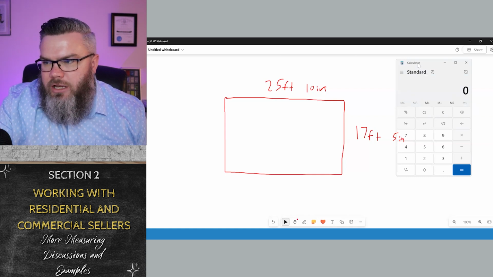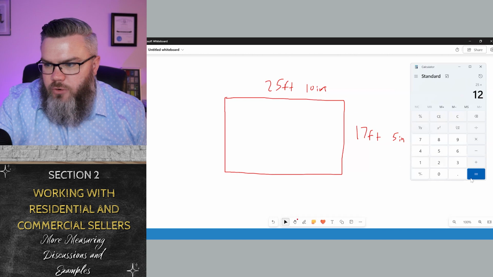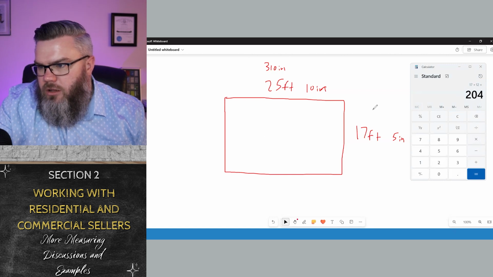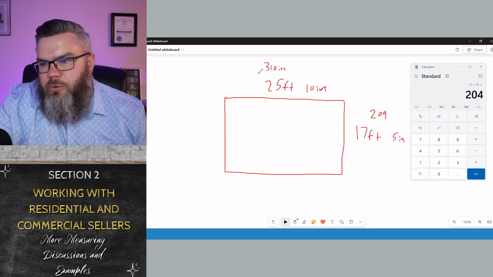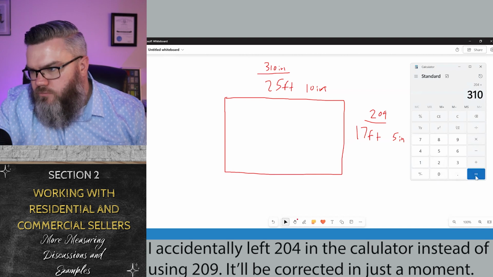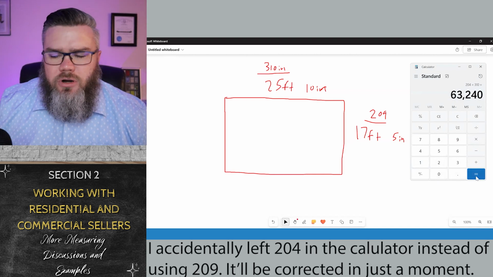If you wanted to do that, you would take your 25 feet and multiply it by the 12 inches in each foot, plus your 10 inches. And so this is 310 inches up here. And then this other side would be 17 feet times your 12 inches in a foot for 204 plus 5 or 209 inches. And so now that you had apples to apples, you could take it and you could do length times width, 204 inches times 310 inches, which gives you 63,240 inches.